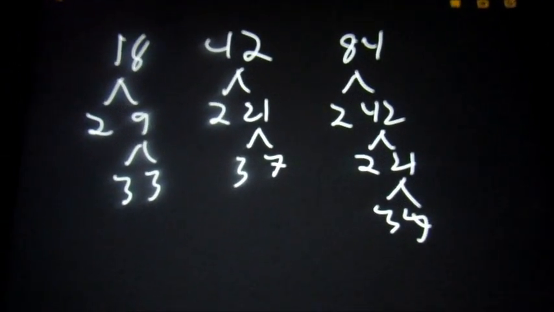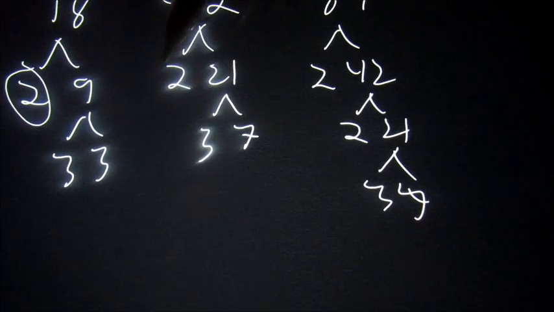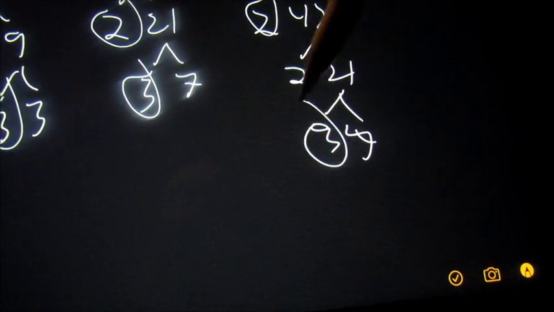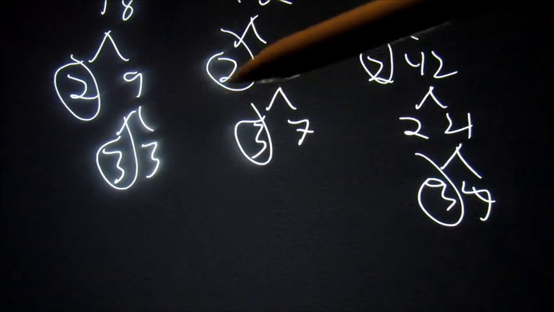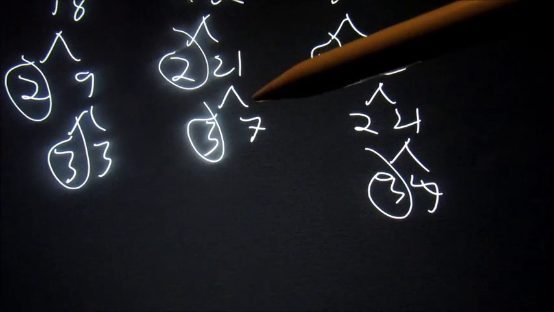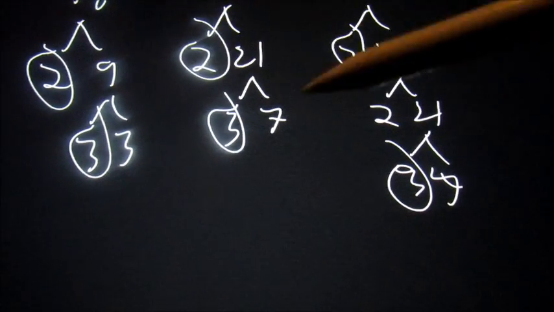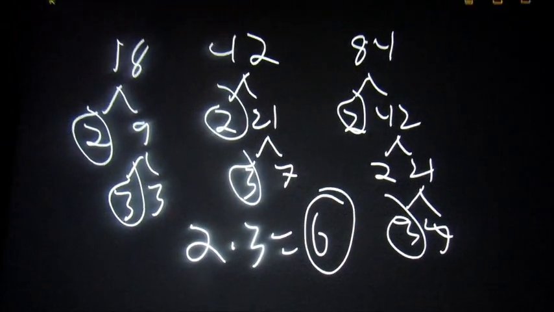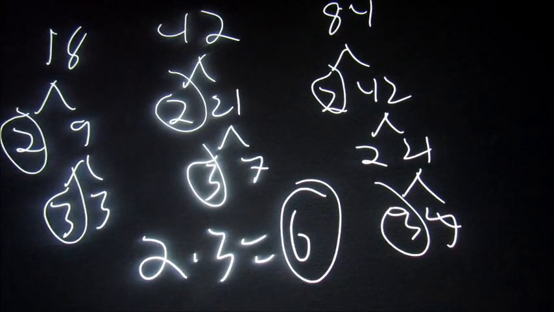So now we have to find what's in common of all of them. We have a 2, a 2, a 2. We have a 3, a 3, a 3. We have another 3 here, but that's not in both of these. And we have a 7 here, but that's not in both of those, so we can't use that. So 2 times 3, which equals 6. 6 is the greatest common factor of these 3 numbers.